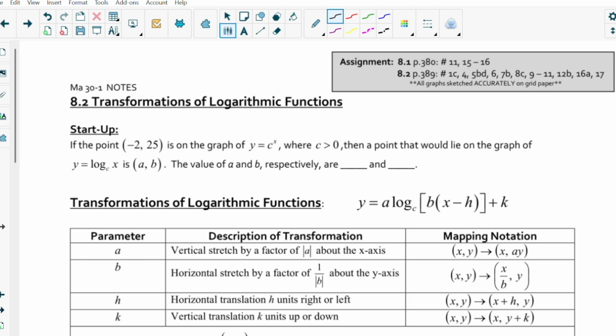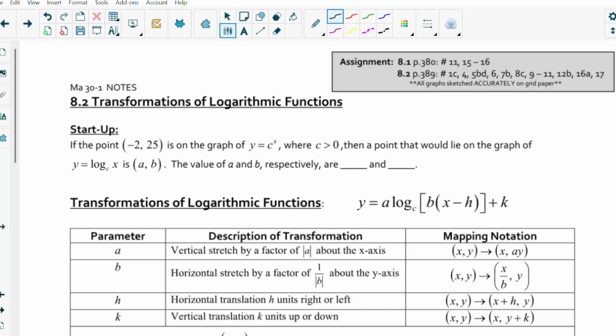Hi everyone. We're going to continue 8.2, transformations of logarithmic functions. Okay, so let's do a little bit of review. Start by remembering what a logarithmic function is, how it behaves, and we'll talk about transformations. Hot off the heels of doing transformations in exponential functions and also function transformations in general.